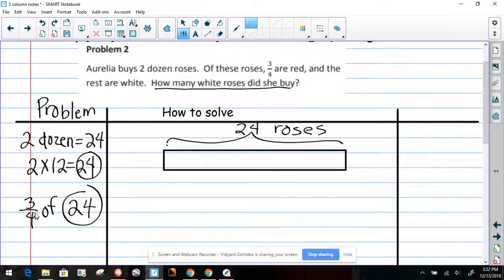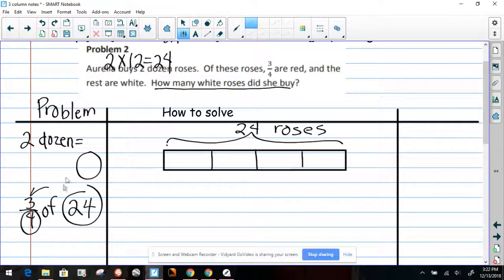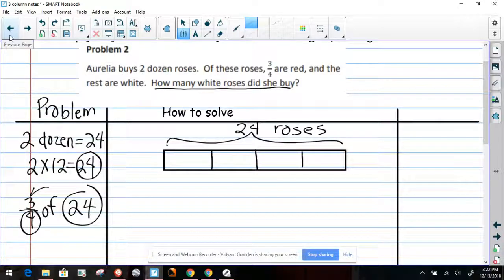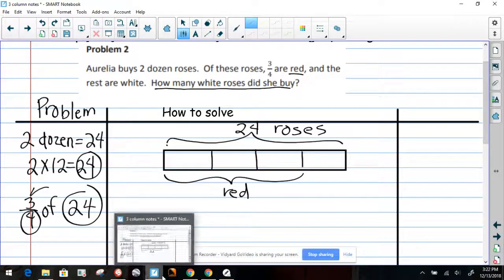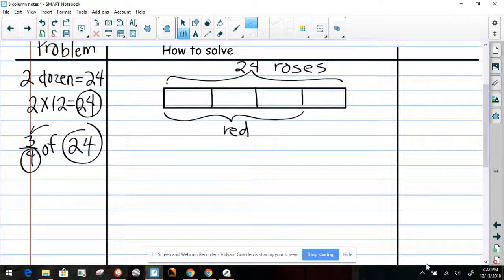Now, the denominator says how many groups we have here. So we're going to divide this into 4 parts. And it says that 3 of those 4 are red. So 3 of these are red. So three groups of those are red. Okay, now let's do our mathematics here.